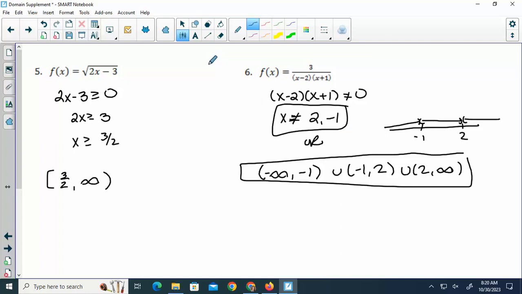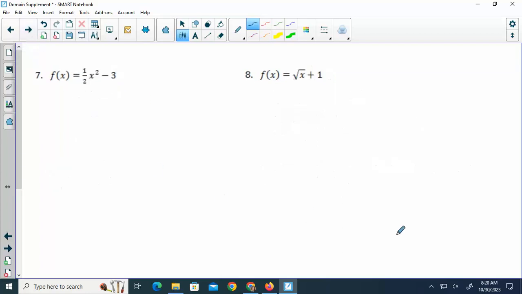All right. I want you guys to try a couple. So number 7, we have a fraction, but the denominator of that fraction is just a 2. Does 2 ever equal 0? Nope. So what's my domain?